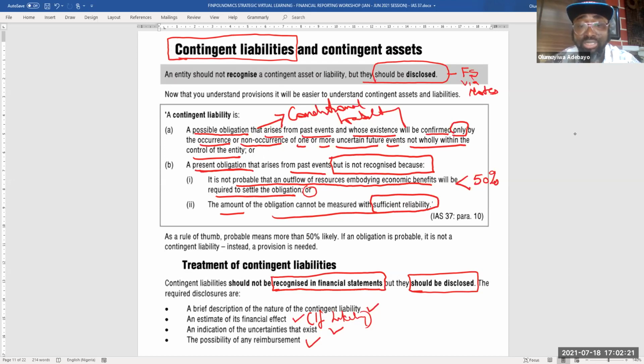And until a contingent liability crystallizes, that is, these conditions here no longer hold, it becomes a full-fledged liability that can be provided for and recognized in the financial statements. And remember, the recognition principle is about bringing an element of the financial statements into the accounts by recognizing the monetary effect of it in our balance sheet and income statements.